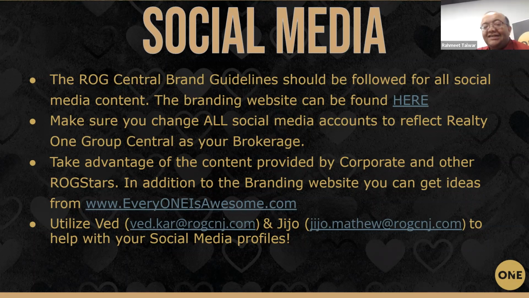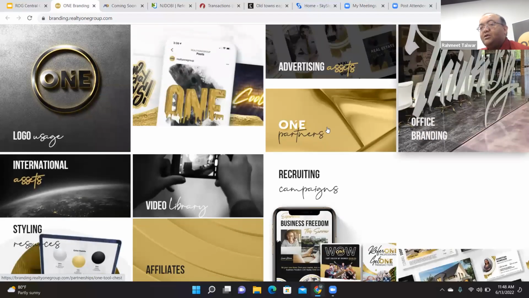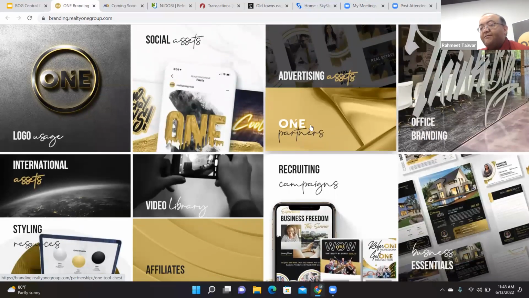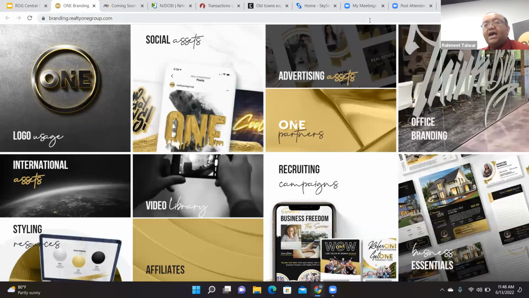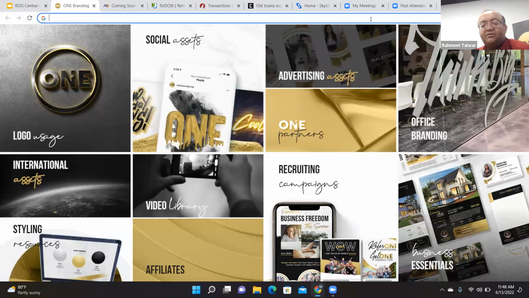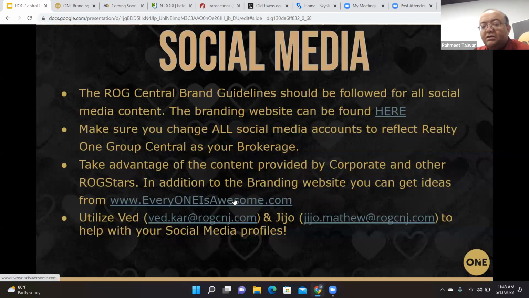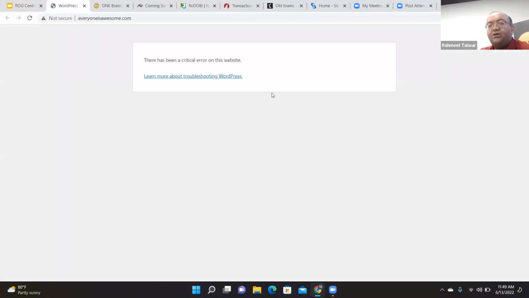And take advantage of the posts and the branding material that corporate gives us. On the branding website, you can visit the branding website right here. There's a lot of material on here that you could take advantage of, post it on your own pages, as well as, what was this website called? I have the website here. Yep, right here. This is another website that corporate created.